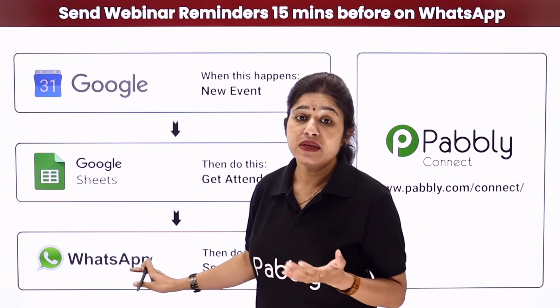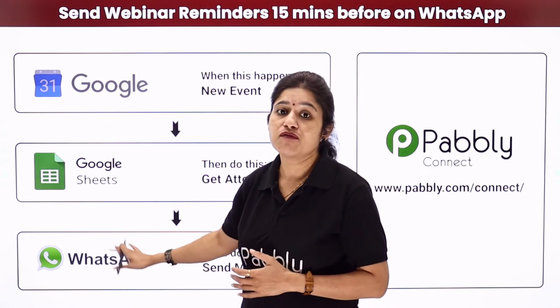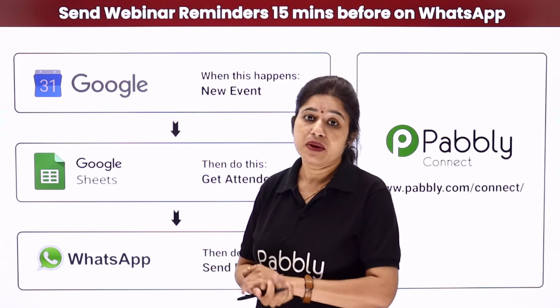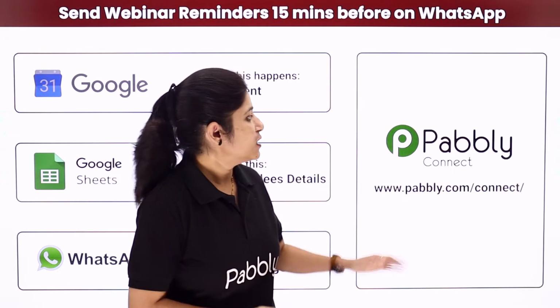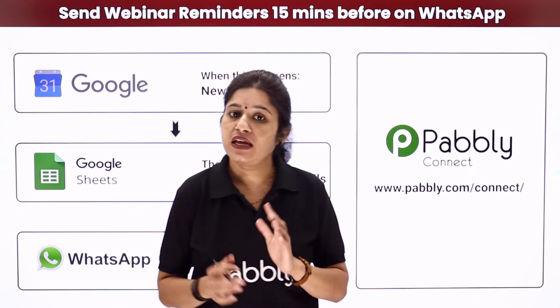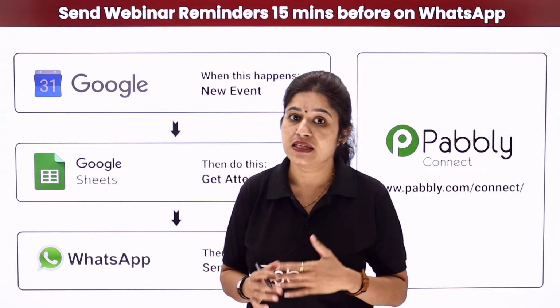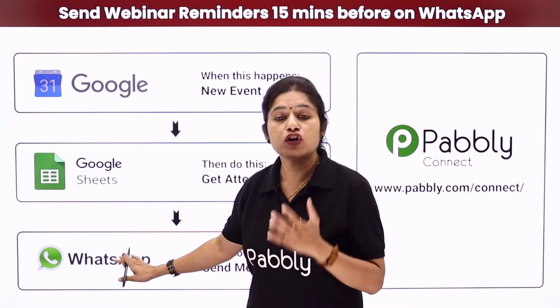But here the problem is that there is no direct connection between Google Calendar, Google Sheets and WhatsApp. So how to send the WhatsApp reminders? For this we are going to use a software application, that is Pabbly Connect. So basically Pabbly Connect is an automation and integration software which will help us in integrating Google Calendar with Google Sheets and with WhatsApp automatically.